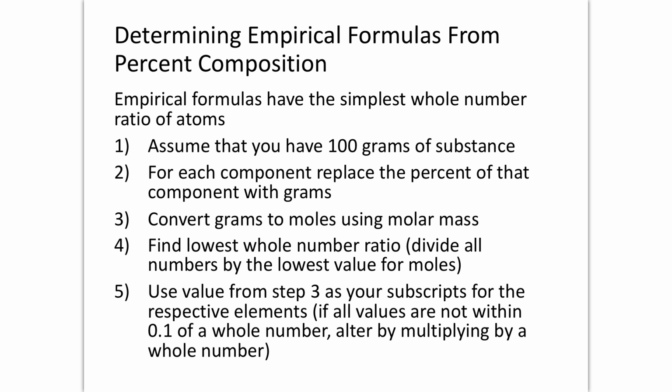And then if your whole number ratio is within 0.1 for each subscript, then you're going to assume that that's close enough. If not, you're going to have to multiply it by a factor. So let's see how it works on the next page.